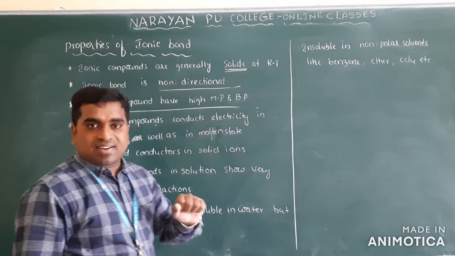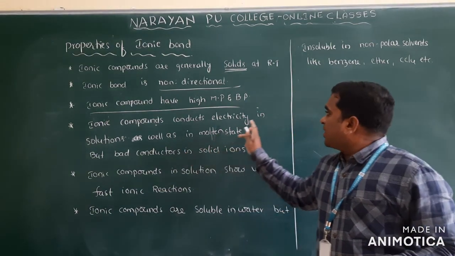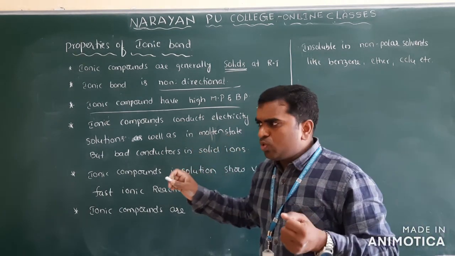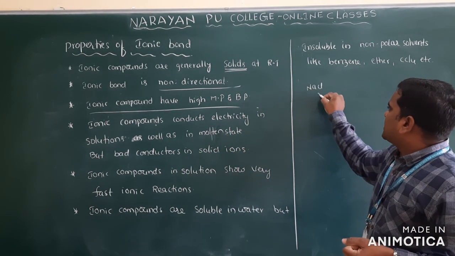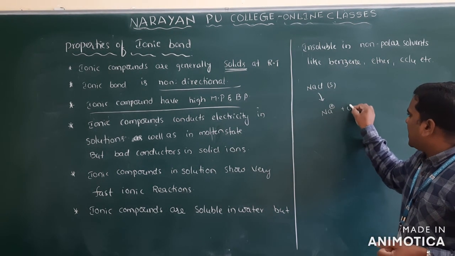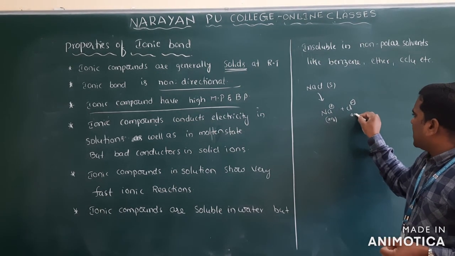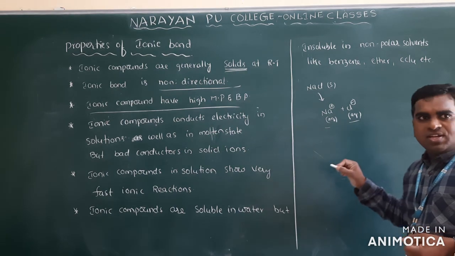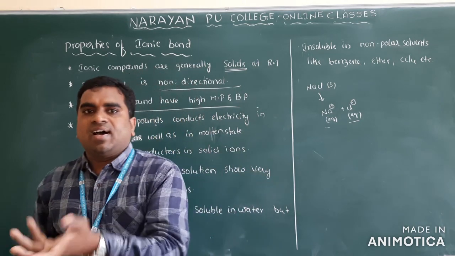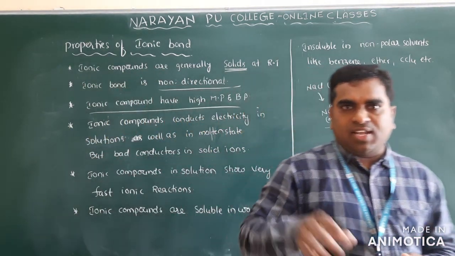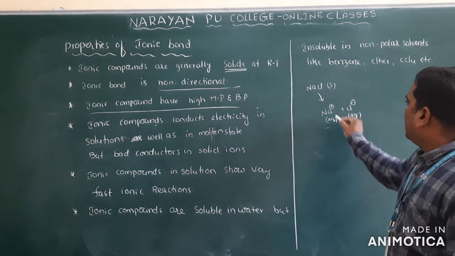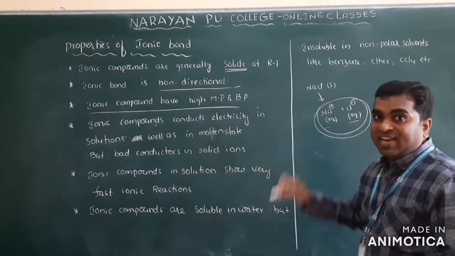Ionic compounds conduct electricity in solution as well as in the molten state. Suppose I take NaCl, which is a solid. If I dissolve it in water, I get Na+ and Cl- ions in aqueous form. These ions are present in the water and can move. When ions move, they can carry electricity. To carry electricity, free ions are required. So in this solution, there are free ions that can carry the electricity.